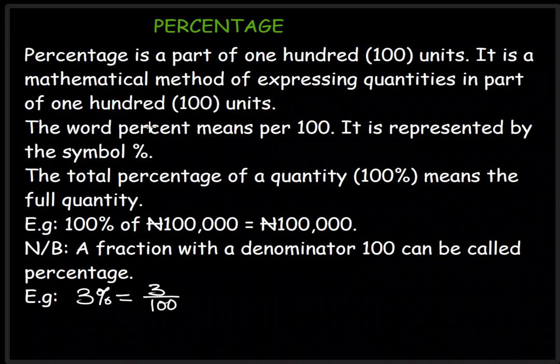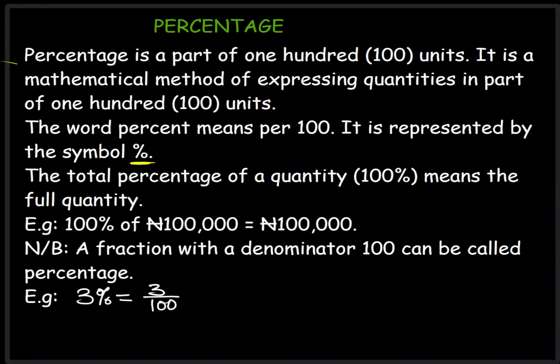So what is percentage? Percentage is a part of 100 units. It is a mathematical method of expressing quantities in parts of 100 units. So the word percent means per 100. It is represented by the symbol. Okay, so we can see the symbol of percentage here. So if you see us writing this symbol, that means percent.